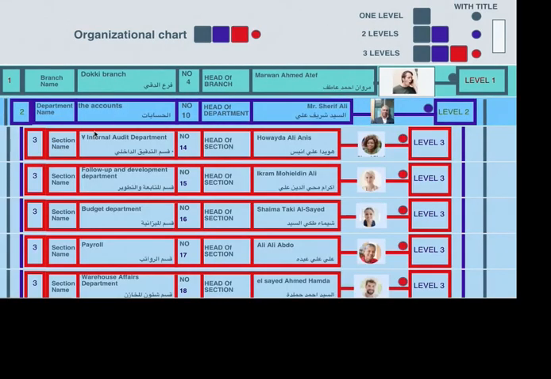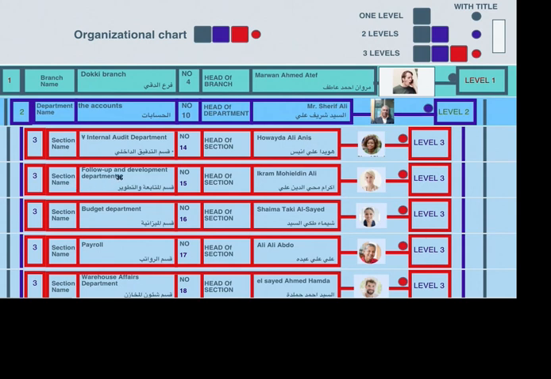Departments consist of different sections. Sections represent the level number 3 for the organization chart. As example, Daki Branch, the Accounts Department has the following sections. Section name Internal Audit, section number 14. Head of the section, Hawid Ali Anis.